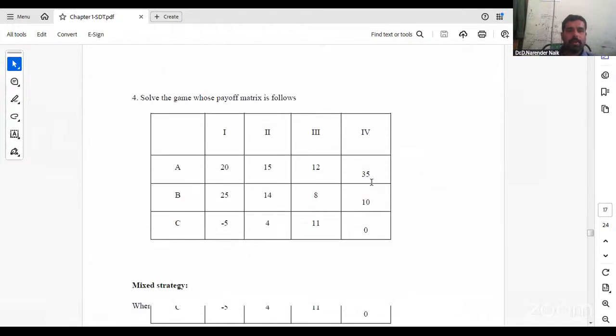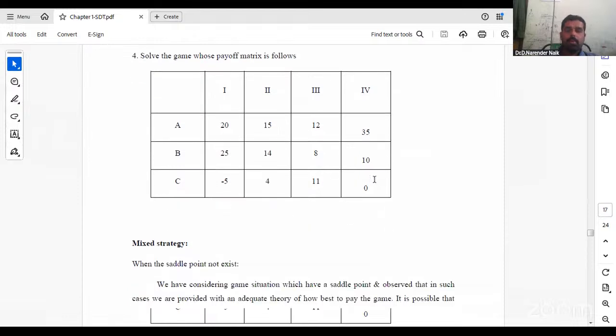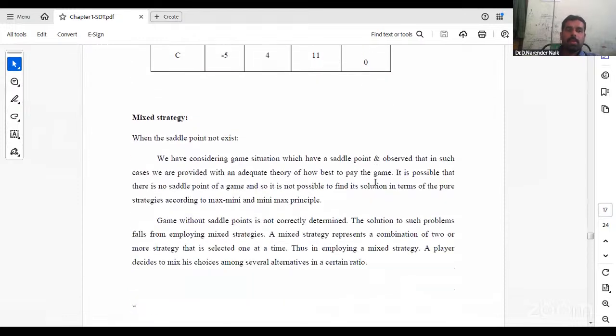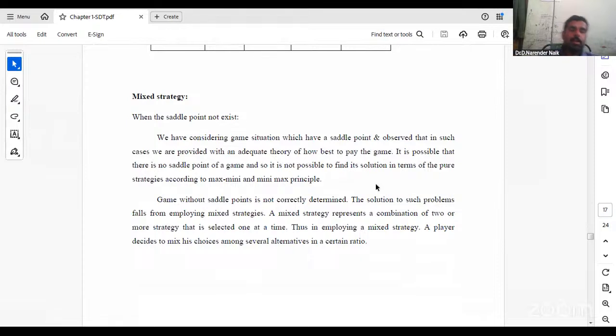This is one more problem. Solve the game whose payoff matrix is as follows: 1, 2, 3, 4, A, B, C, 20, 15, 12, then 35. Then 25, 14, 8, 10, minus 5, 4, 11, then 0. These are the problems. Please try to practice them. So the next topic here is mixed strategy.